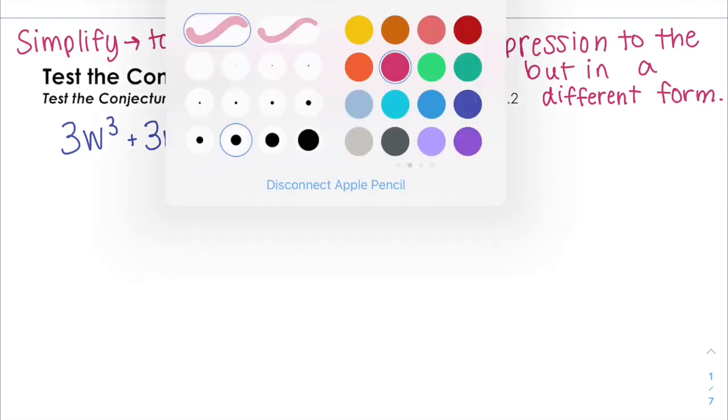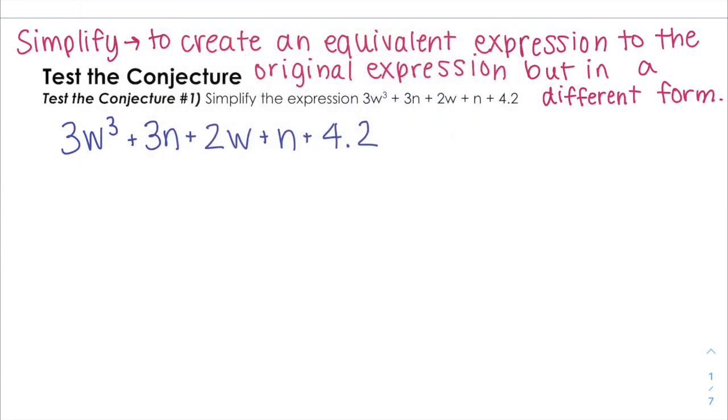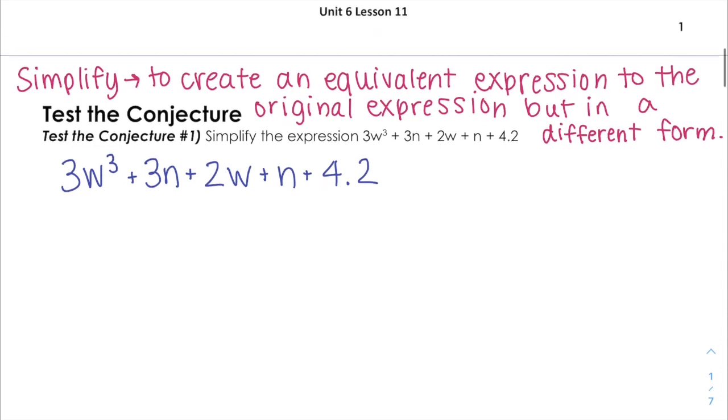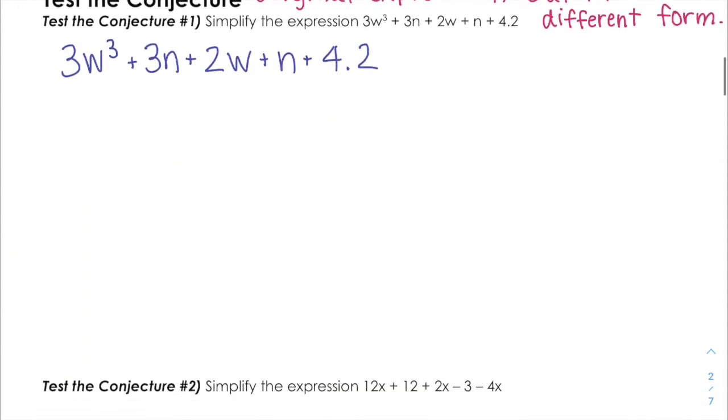So what I'm going to do is highlight the like terms in different colors. So I'll do one green. We have 3w cubed, and we also have 2w. Now they're using the same variable, they're both using a w. But if you notice on this term right here, they're using that exponent of 3. And over here, this w does not have an exponent at all. So those terms are not alike. They're called unlike terms.